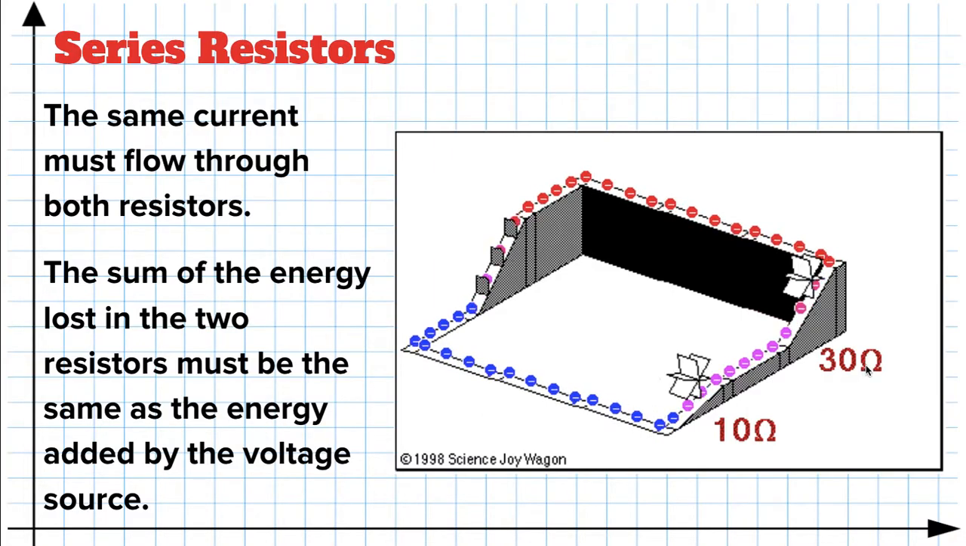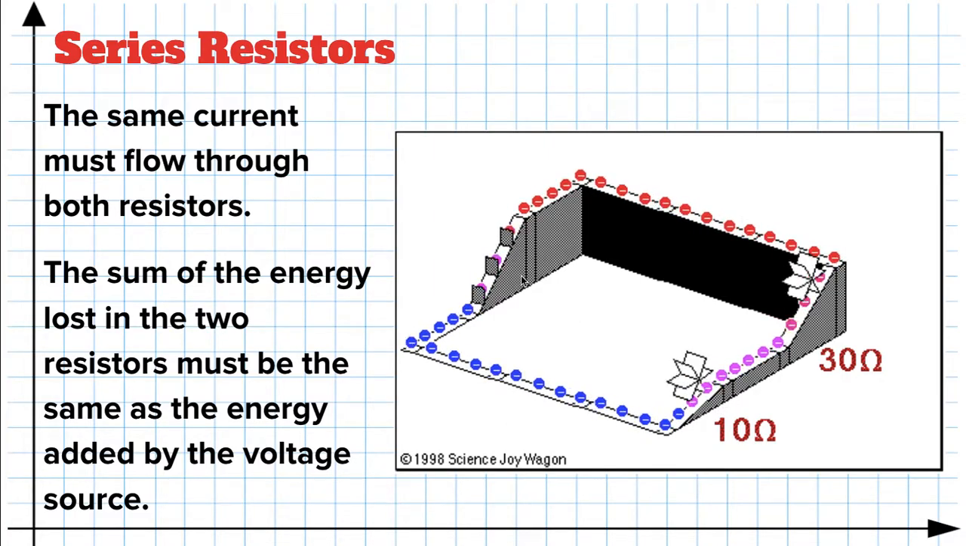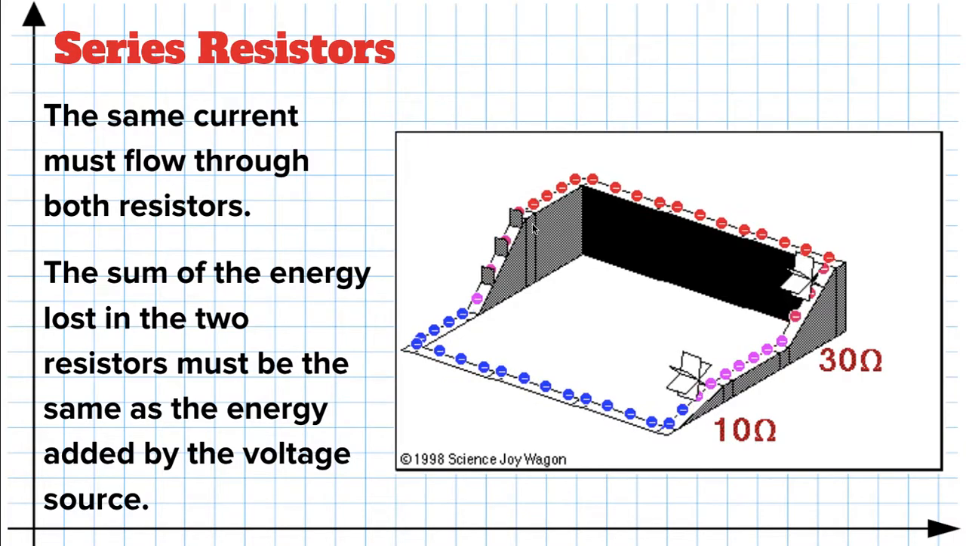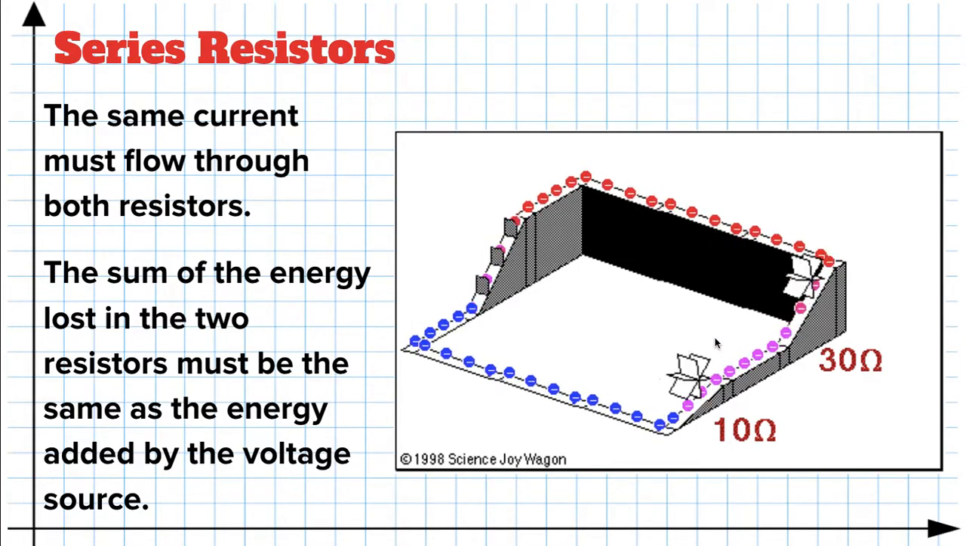The sum of the energies that are lost. So if you measure the energy drop here, and you measure the energy drop here, that's got to add up to whatever the battery gave them in the first place. Okay? So when we talk about energy drops, that's really voltage. So the voltage of the battery must equal however much voltage is lost here plus whatever voltage is lost in the other one.